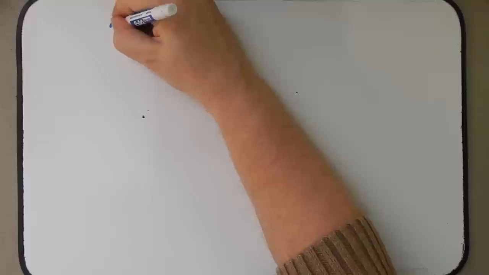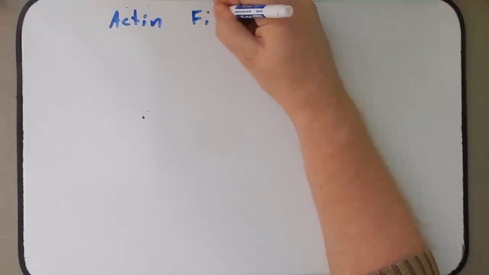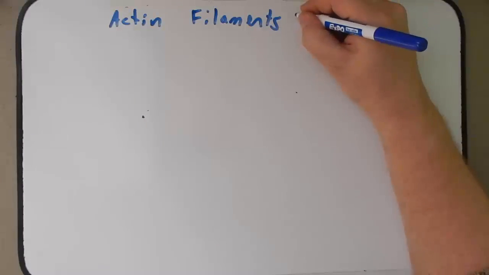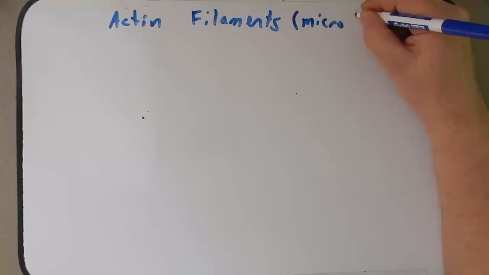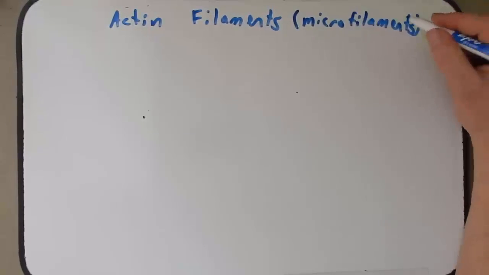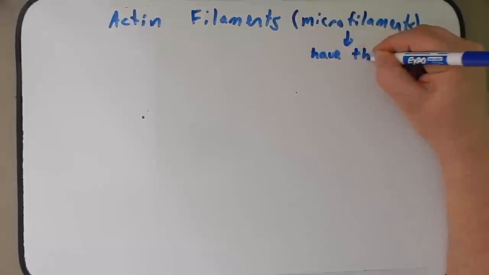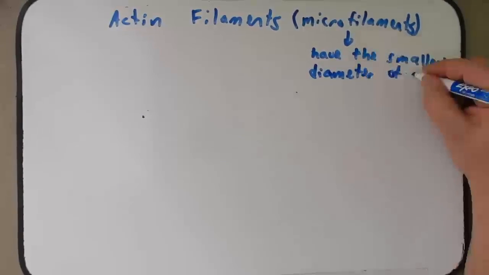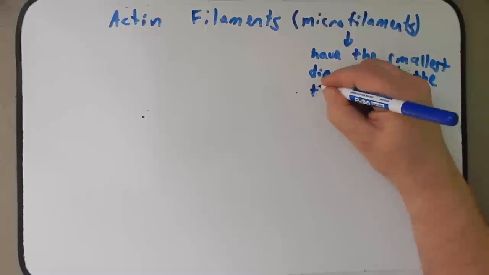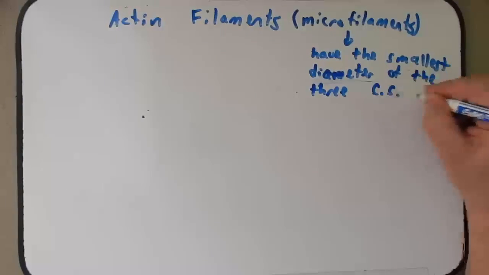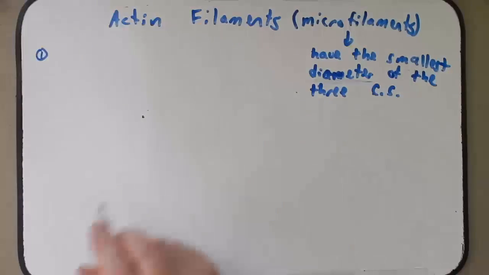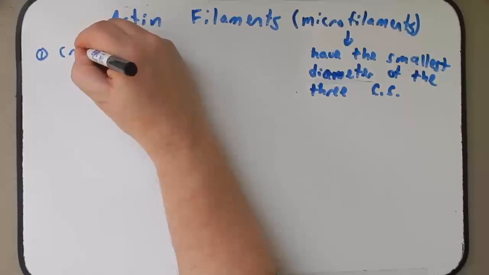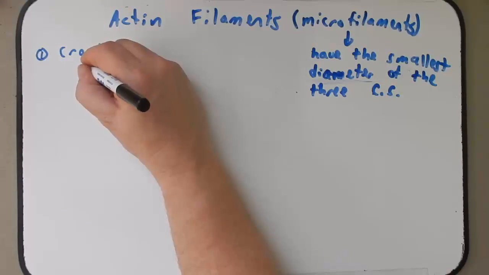Okay, so let's talk about actin filaments. We sometimes call actin filaments microfilaments. And this is simply because actin filaments have the smallest diameter of all the three cytoskeletons. Let's list some functions specific to it. Allows a cell to crawl. We'll talk more in detail about this later on.